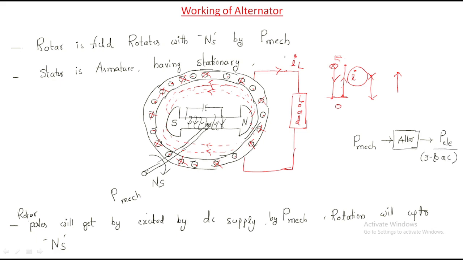What we are doing, we are creating a field by giving this DC supply. The north pole and south pole are formed. The flux will be formed, and by the mechanical power, we rotate it with the synchronous speed. Whenever it rotates with the synchronous speed, the flux also rotates with the synchronous speed. Then the rotating flux cuts these conductors. By Faraday's law of electromagnetic induction, the EMF will be generated across all these conductors. The generated AC power will be collected by the load.